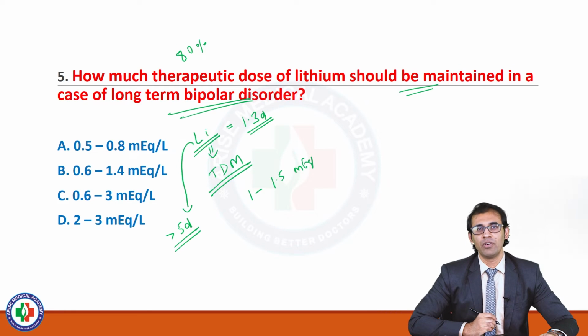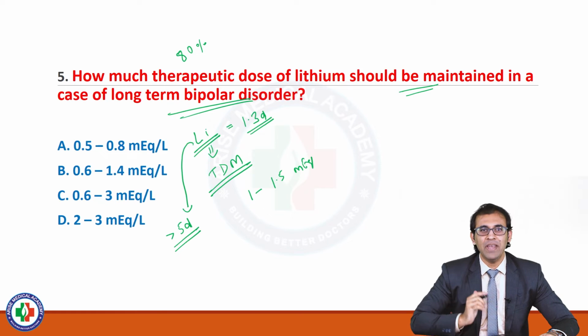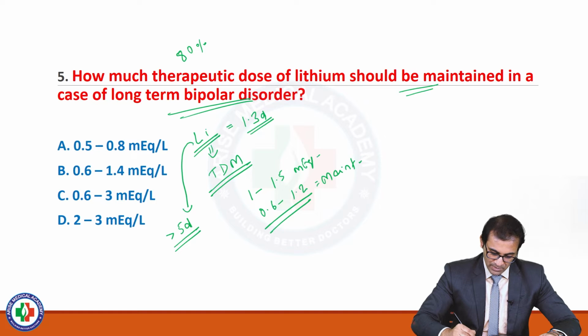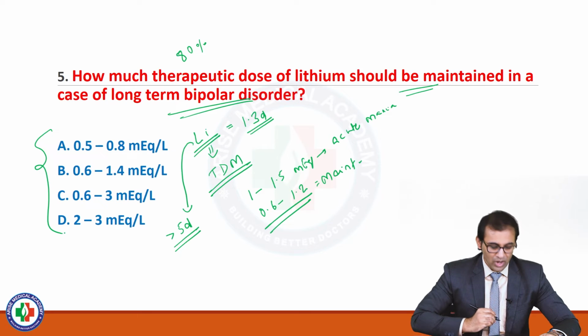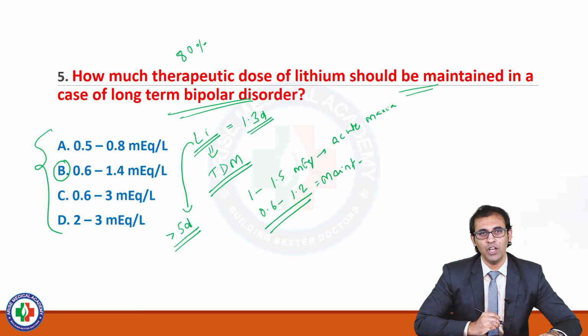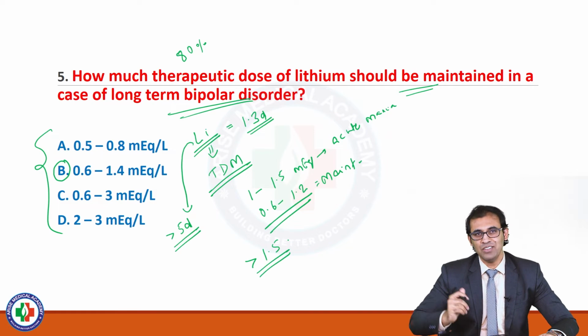But in a case of long-standing bipolar disorder, where we have to maintain it, the maintenance dose is 0.6 to 1.2 milliequivalent per liter. This is for maintenance therapy, and this is in a case of acute mania. So out of these 4, which one is a better answer? Yes, option number B, 0.6 to 1.4 milliequivalent per liter, because after 1.5, signs of toxicity will be starting, right?